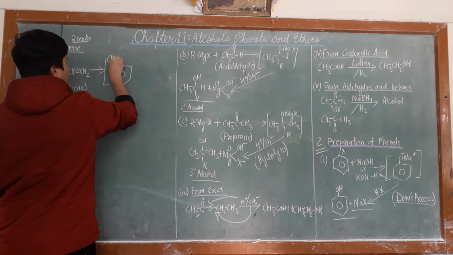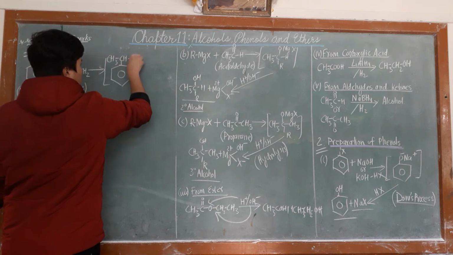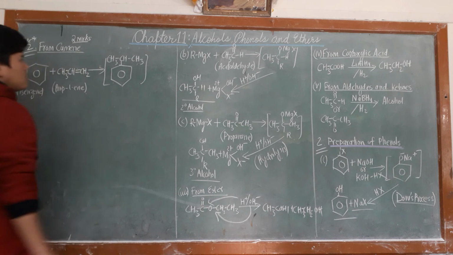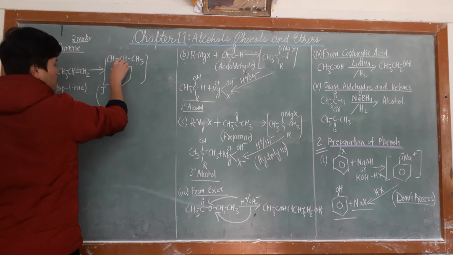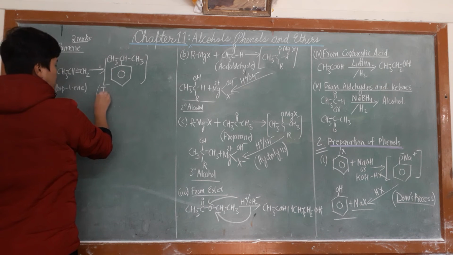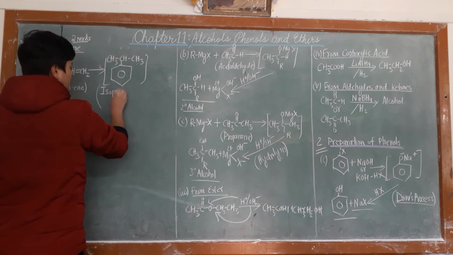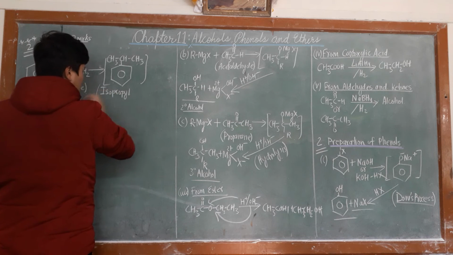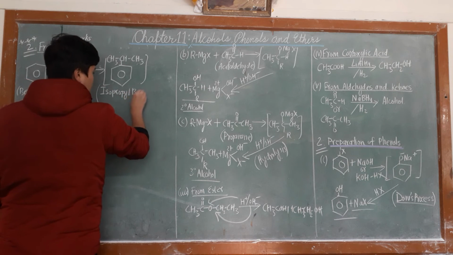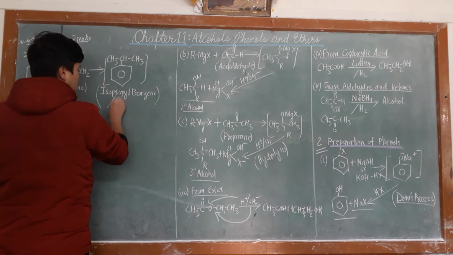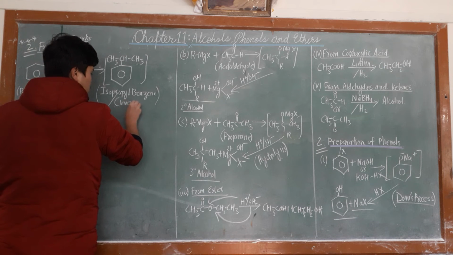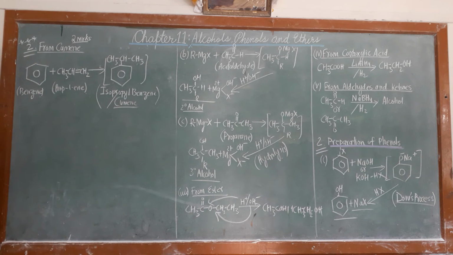Okay, CH3, CH3. So this is your isopropyl benzene. Isopropyl because it is secondary propyl. Right? Iso means secondary. Isopropyl benzene, which is commonly called cumene.